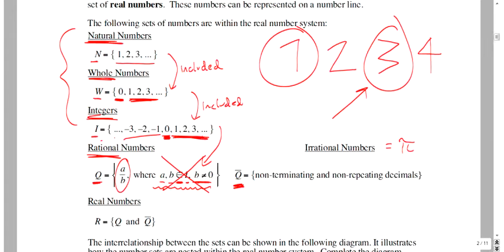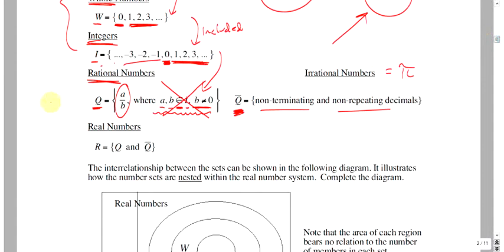Now this is weird. This is Q. This Q with a line on top means not Q. I didn't come up with this, sorry, but that's what this book's going to do. Non-repeating, non-terminating decimals. All of these are real numbers. Are we going to see unreal numbers?